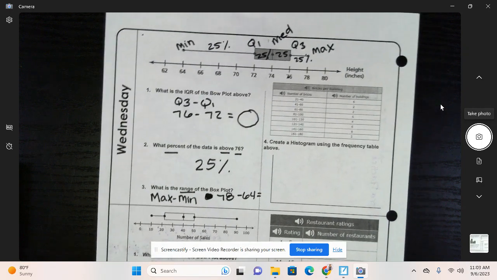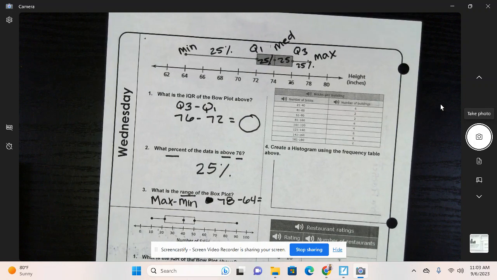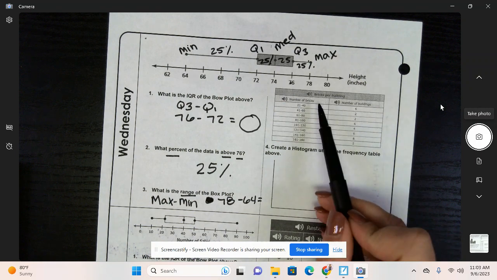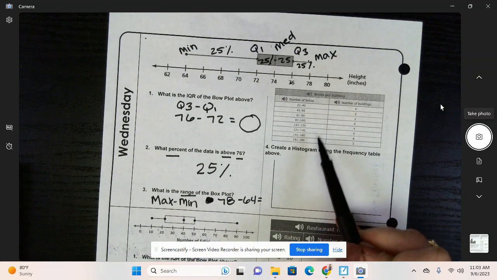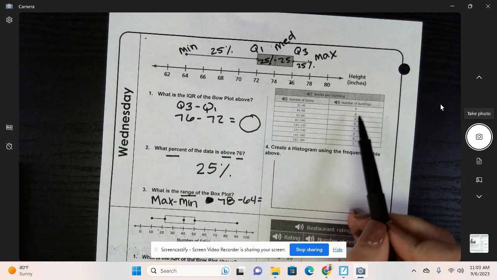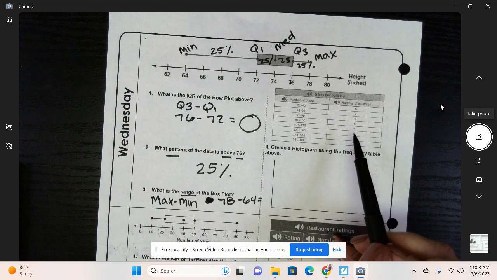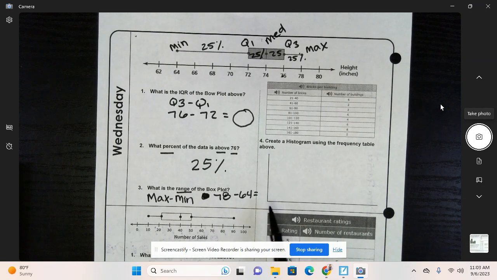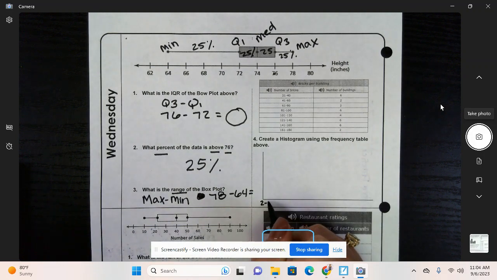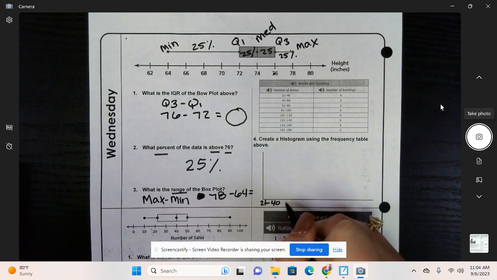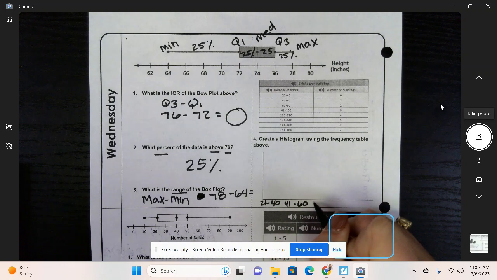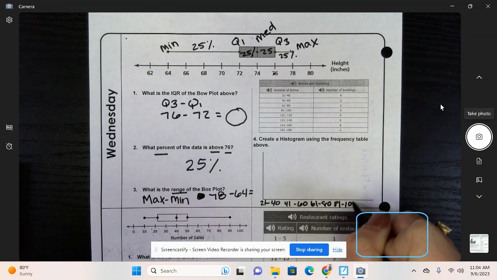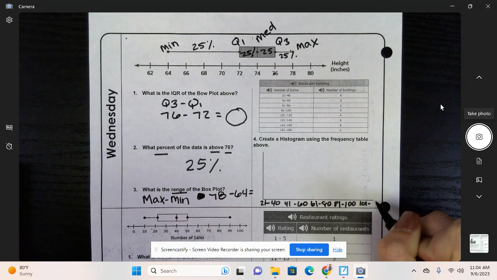All right. Question 4 says to create a histogram using the frequency table above. So here we're talking about bricks per building, and here are our ranges or our buckets, and this is the number we have in each. I'm going to take these bucket ranges and put them down here at the bottom on the x-axis. So I've got 21 to 40, 41 to 60, 61 to 80, 81 to 100, 101 to 120.